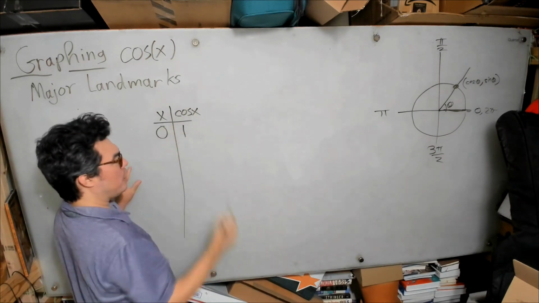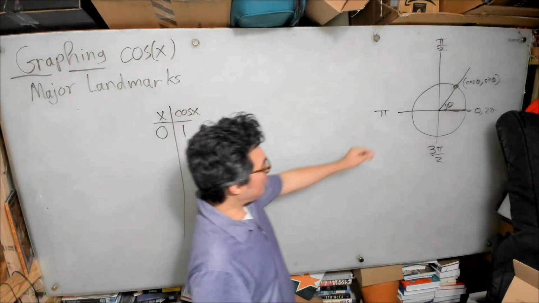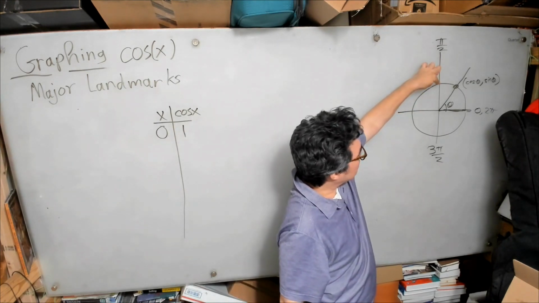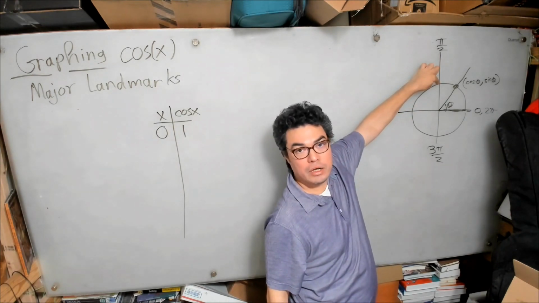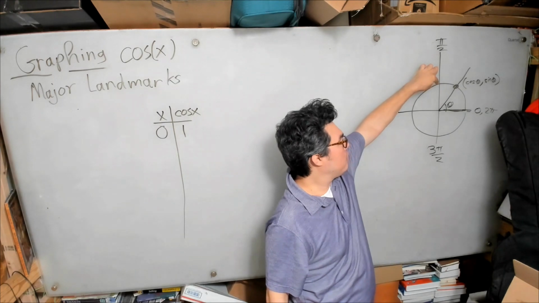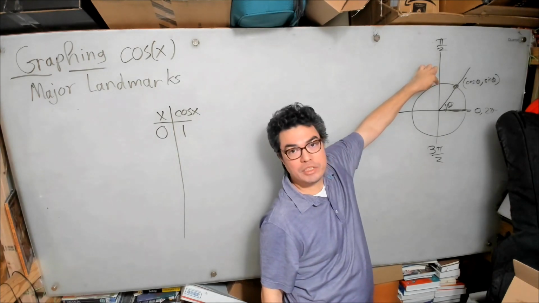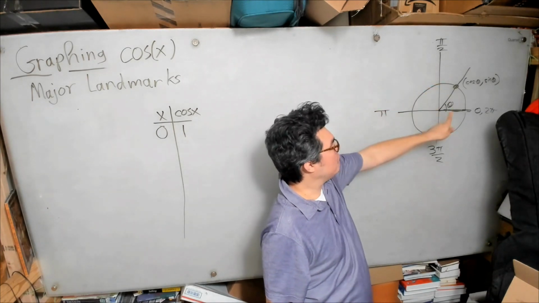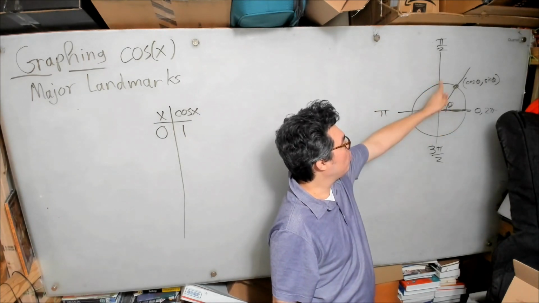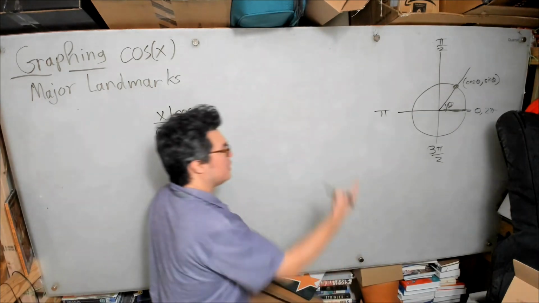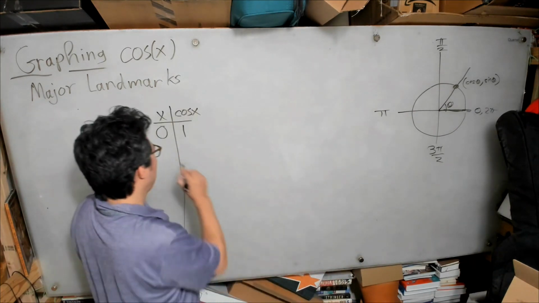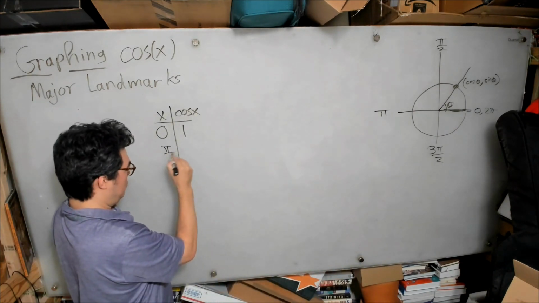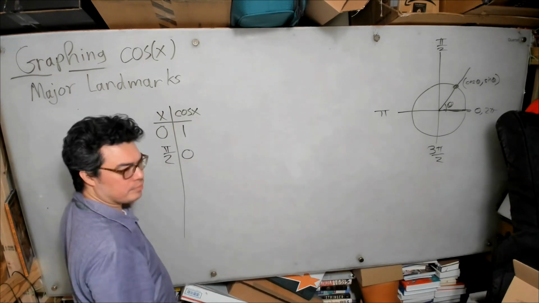If you look at pi over 2 here, that's going to be the point of intersection of the terminal side with the unit circle. And what are the coordinates of this point? 0, 1, because it's 0 along the x, 1 along the y. The 0 is the x-coordinate, and so at pi over 2, we will get 0.